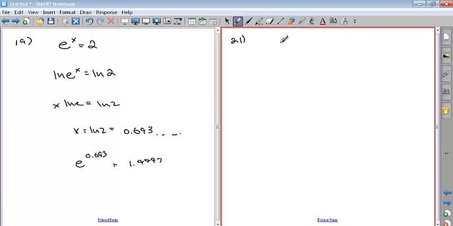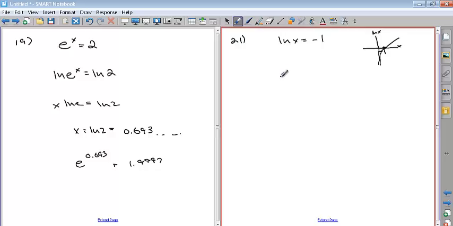Okay, 21. The natural log of x equals -1. Just as a thought exercise, the natural log function looks like this. It comes up from negative infinity and goes through here. This is x, and this is the natural log of x. So you can see when the natural log of x equals -1, your x value should be between 0 and 1.